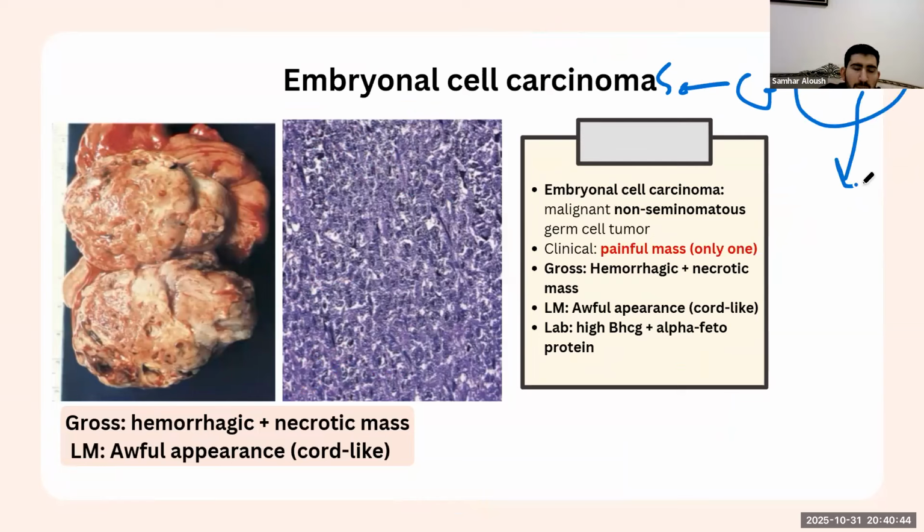Let's focus now on the non-seminoma. We agreed that non-seminomas are important in pregnancy. The first one is called embryonal cell carcinoma. It's malignant, a non-seminomatous germ cell tumor. We agreed that it's non-seminomatous.